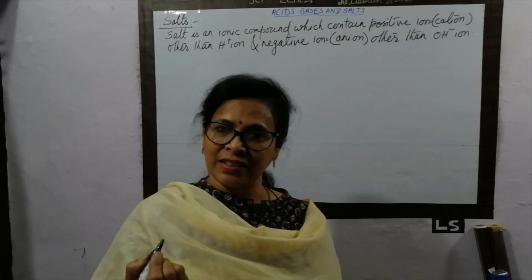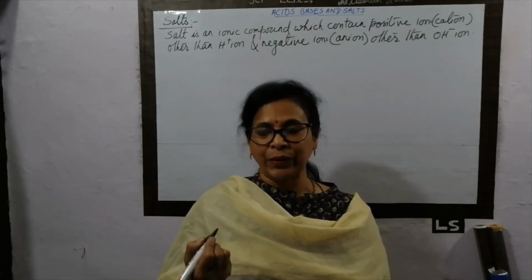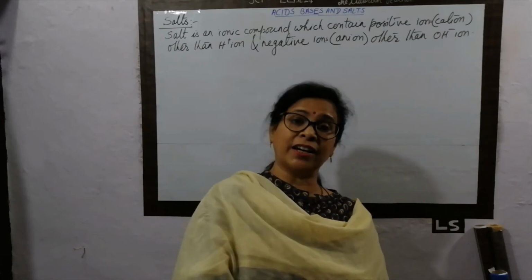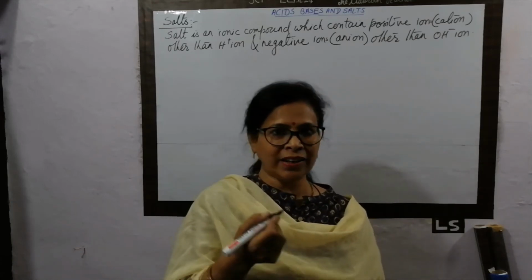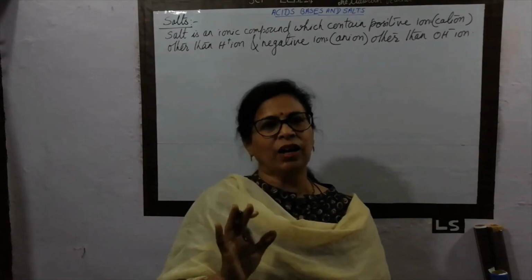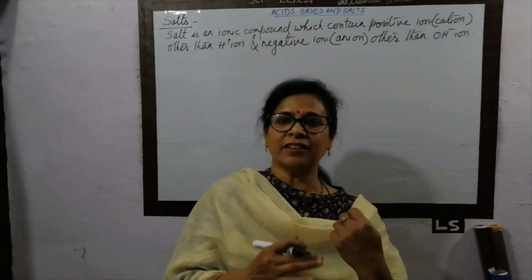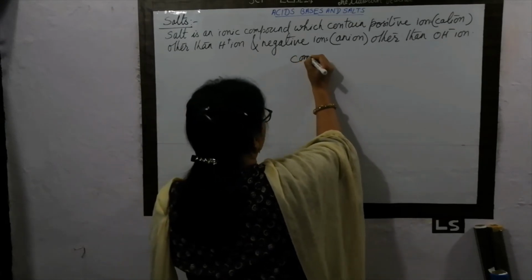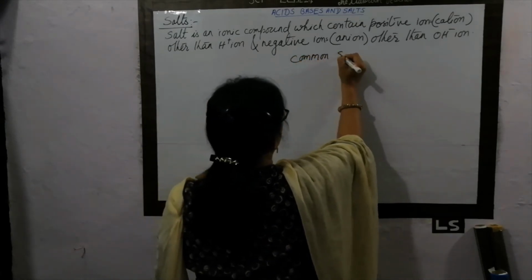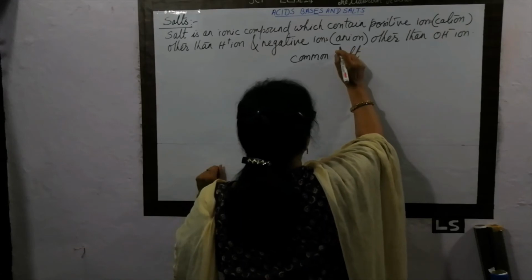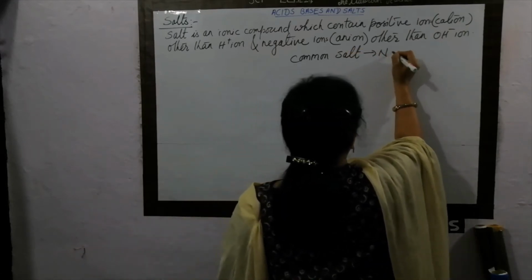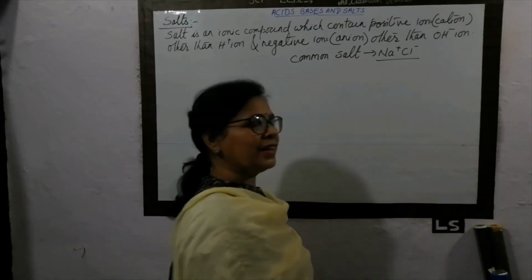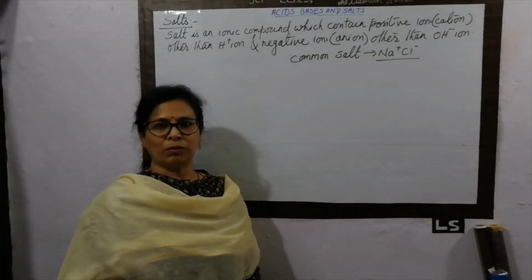So what is salt? Salt is an ionic compound which is made up of two ions, one positive, one negative, one cation, one anion. But that cation and anion are not H+ and OH- ions. They are other than those. For example, common salt. What is common salt? NaCl. Na+ and Cl-. One is a cation, one is an anion. They form the common salt.